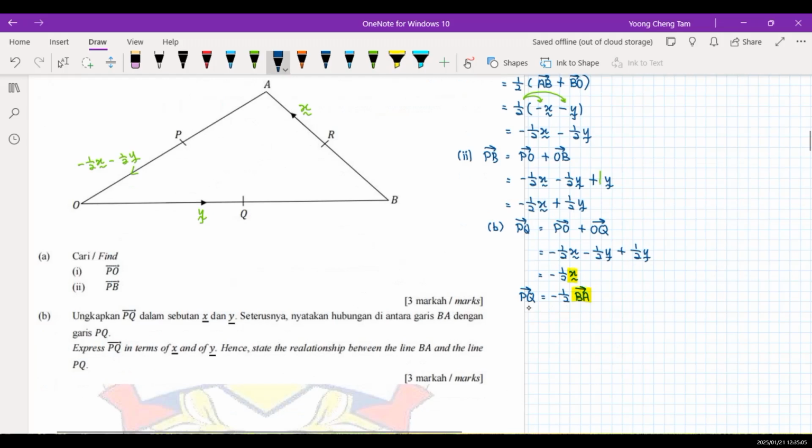So we can make a conclusion: line BA and PQ are parallel, because negative 1 over 2 is a constant, right? So PQ and BA are parallel and they are going in the same direction. So that's the relationship between BA and PQ. That's the answer for this question. Now let's go to the next question.